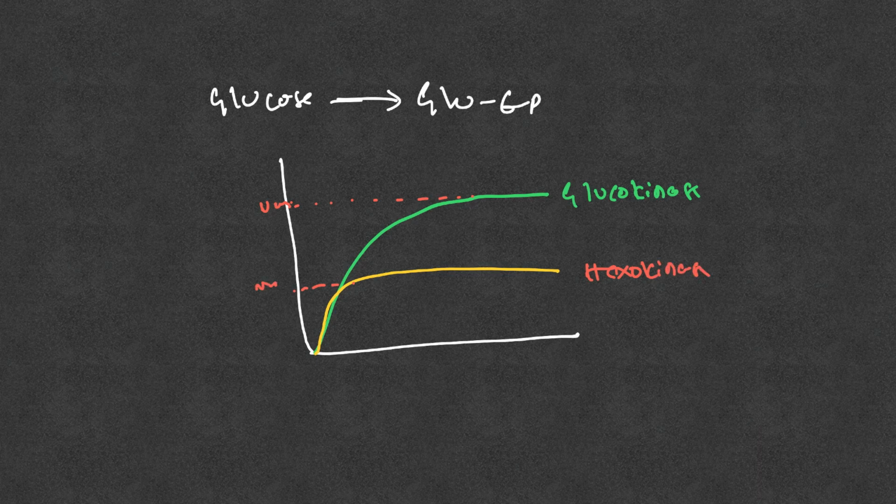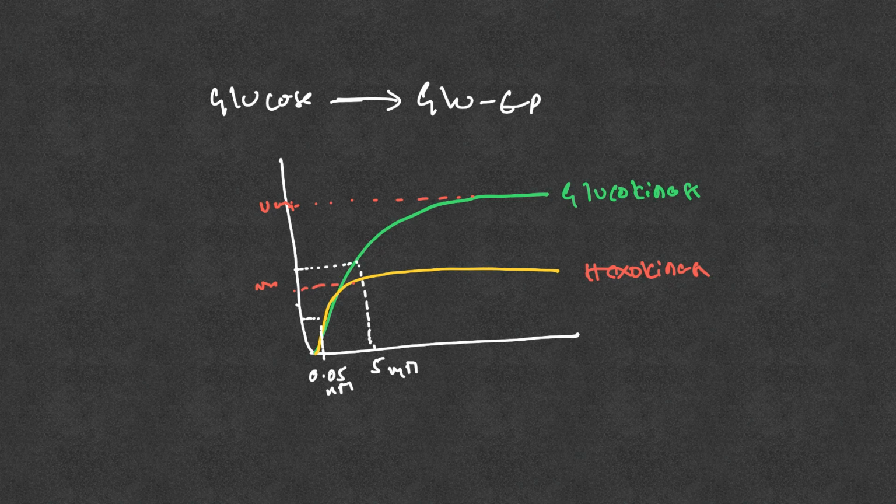Now take half of the Vmax of glucokinase. Say it is somewhere here, and let's write it as 5 millimoles. And for hexokinase, this is the Vmax, and take half of it, and this will be 0.05 millimoles.